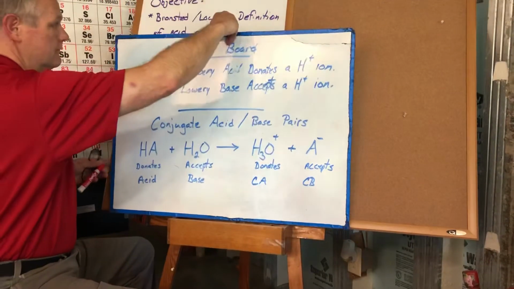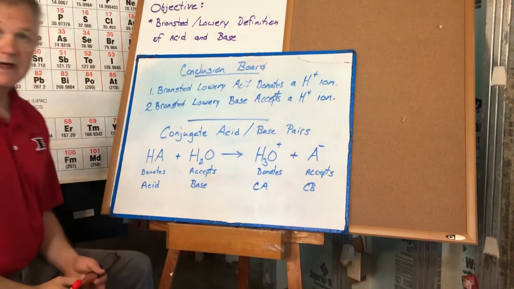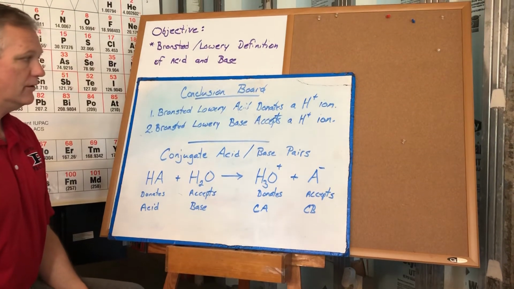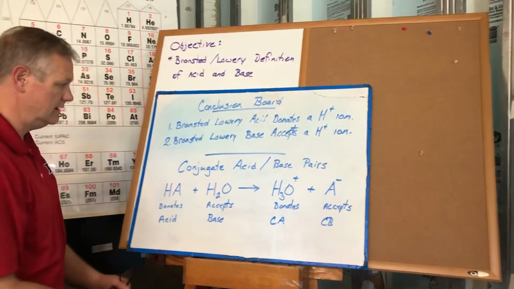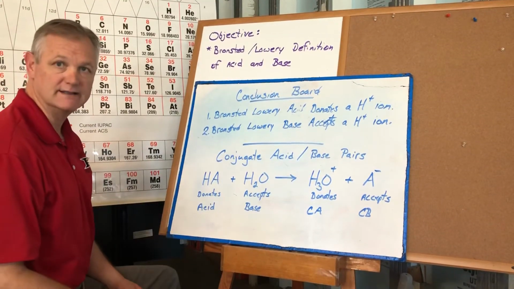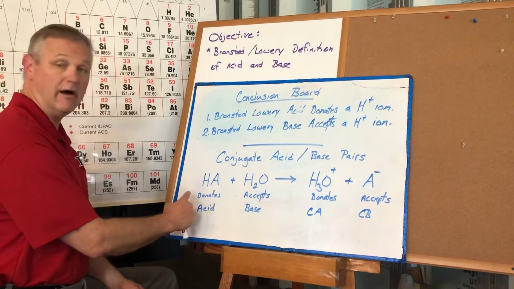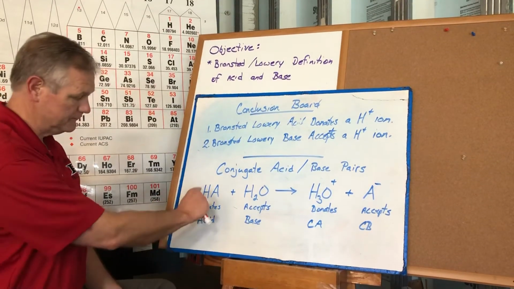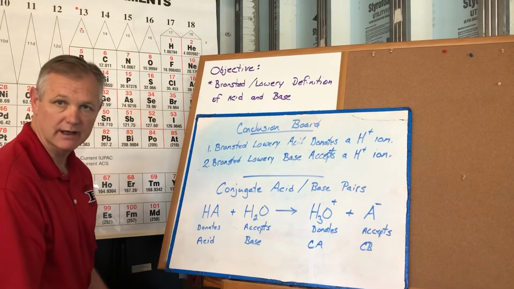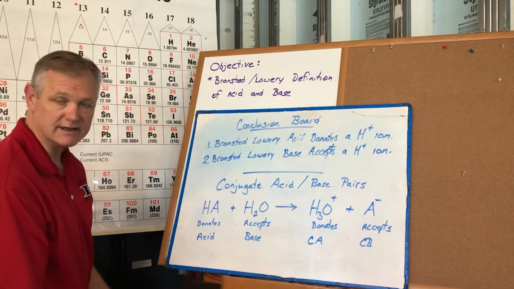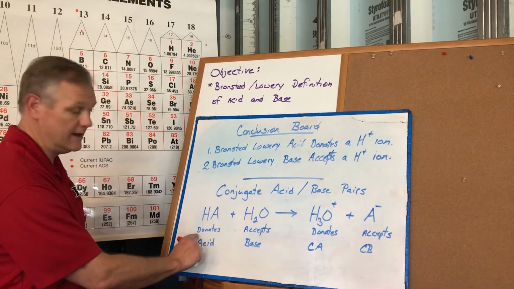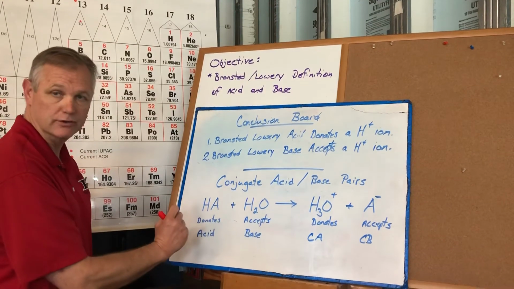First of all, make sure we understand that a Bronsted-Lowry acid donates a hydrogen ion. A Bronsted-Lowry base accepts a hydrogen ion. If I'm going to write out the conjugate acid-base pairs, it's about how it dissolves in water. Here I use a capital A, which means it could be any acid: HCl, HSO4, any of them. H means it's the acid, so it's going to donate. We have water, which means it's going to accept.